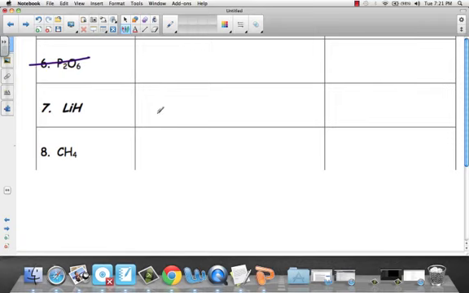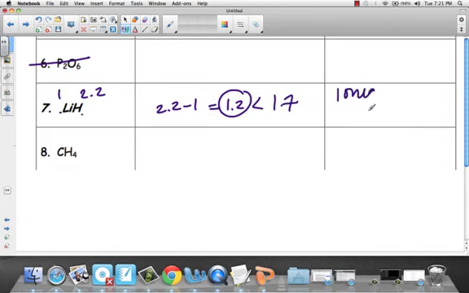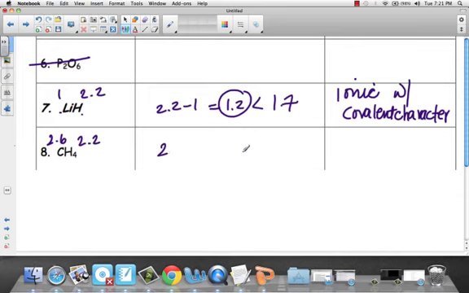LiH. Li is 1, H is 2.2, which is 1.2. Again, this is less than 1.7, but this is a metal and a nonmetal. So this again is also going to be ionic with covalent character. And CH4, carbon is 2.6, H is 2.2. So that's going to give us 0.4, and this is covalent.